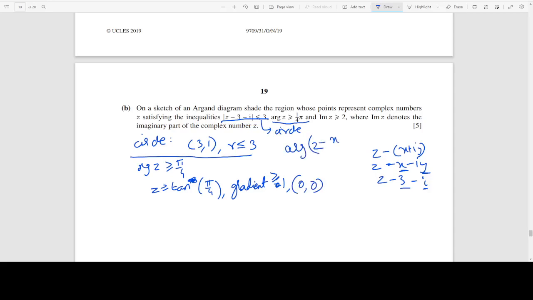It's usually z minus x plus iy, but x and iy both are not present here. It's just arg z, so x and y both are going to be 0. And Im z is greater than or equal to 2, means the imaginary axis. So we have this imaginary axis, and this is going to be greater than 2, so we have this line 2 over here. So only the points greater than 2, correct?